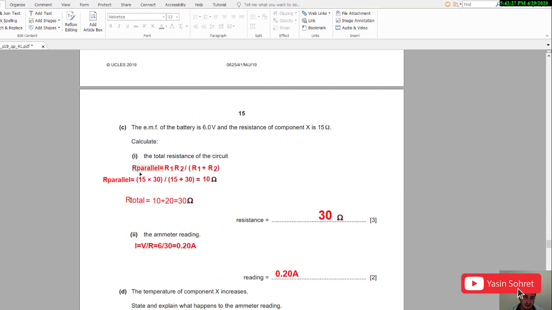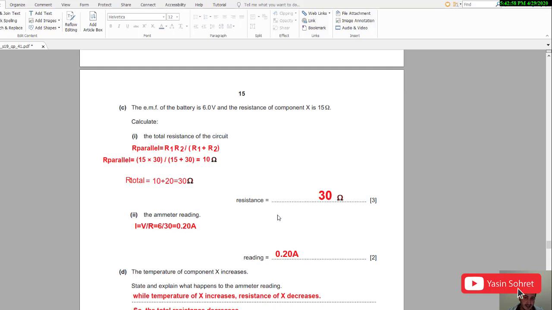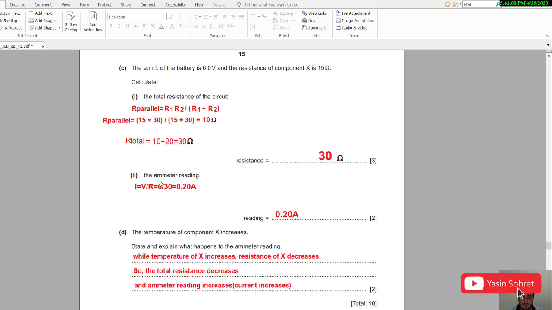For parallel resistors, the total is R1 times R2 over R1 plus R2. Why do we use this formula? It is the easy way, because there are two parallel resistors. So our parallel resistance is 10 ohms. This 10 ohms, the parallel resistance, plus 20 gives us the total resistance, which is 30 ohms. And after that it is asking for the ammeter reading.